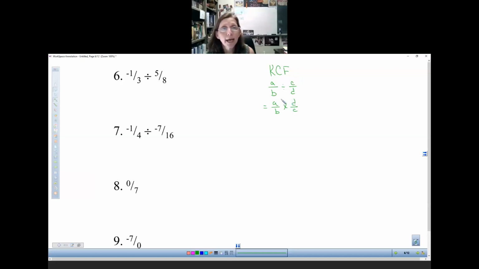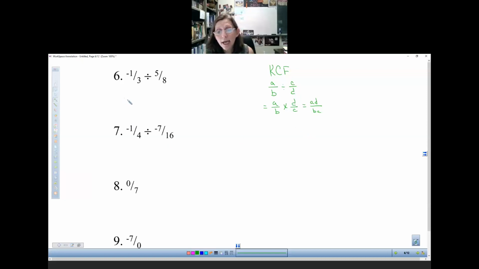The other way, old school way, I learned: division becomes multiplication by the reciprocal. You multiply by the reciprocal, or the multiplicative inverse, or whatever. They made me remember big words. So A times D, divided by B times C. Right? So keep, change, and flip gives me a multiplication problem.